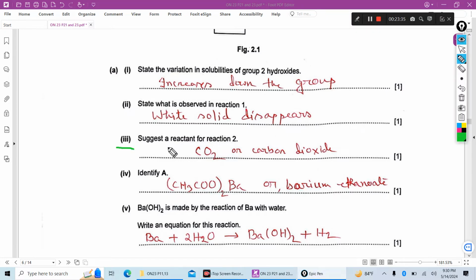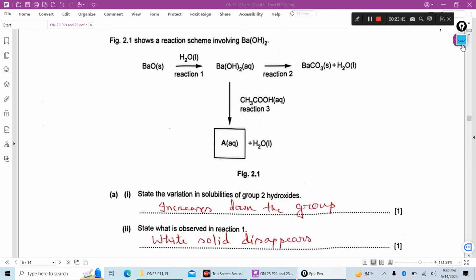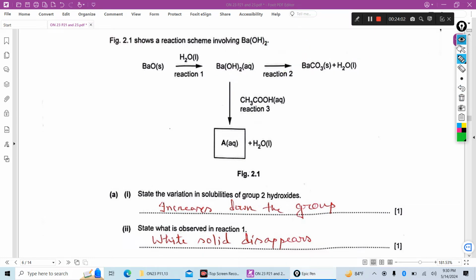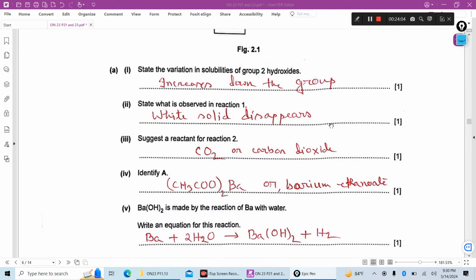Now suggest a reactant for reaction 2. This is carbon dioxide. Why carbon dioxide? In reaction 2, if carbon dioxide is passed through barium hydroxide, barium carbonate plus water is produced. So for reaction 2, the reactant will be carbon dioxide, a single reactant.